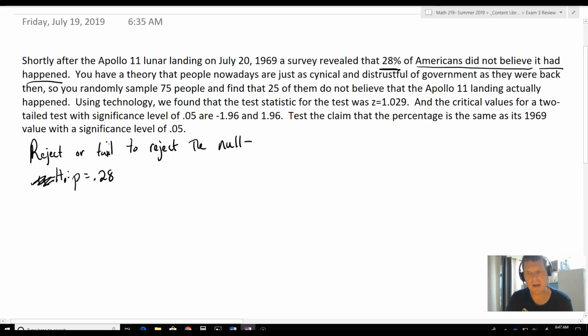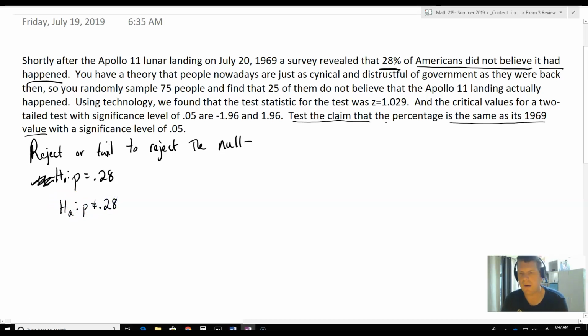Then I'm going to say, okay, well, what's my alternative? And this is one of those things that takes some practice, and it requires you to do some reading. But if you notice, you're going to test the claim that the percentage is the same as its 1969 value. That means my alternative, HA, is going to be p does not equal 0.28.